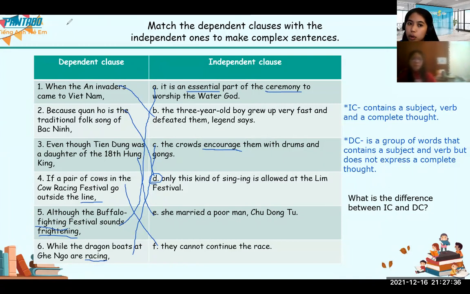Okay, so now before I check your answer, I heard some words that you mispronounced. So I want you to repeat after teacher, okay? So you say essential. Essential. Very good. Next, ceremony. Ceremony. Very good. Next, encourage. Encourage. Okay, good. Next, line. Line. Okay, next, fighting.